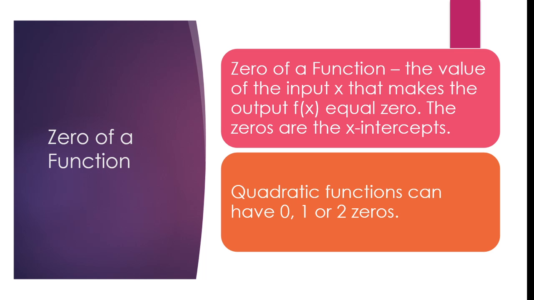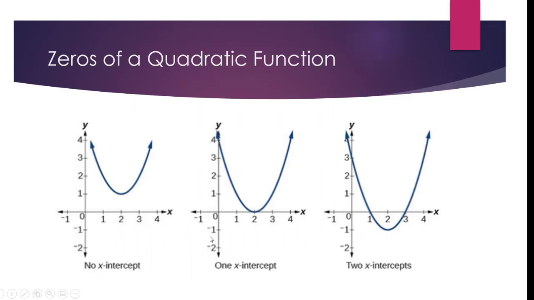And quadratic functions can have no zeros, 1 zero, or 2 zeros. And this is what the difference would be. If the quadratic function doesn't even touch the x-axis, there's no x-intercept, so there'd be no zeros. If it's just lying on the x-axis, then you only have one intercept or 1 zero. But if it crosses it and crosses it again, then you have two x-intercepts or 2 zeros. So let's look at some examples here.